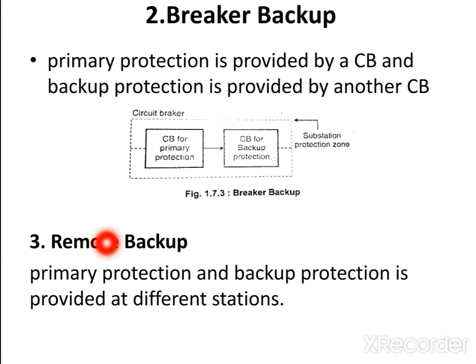The third method is remote backup protection. When the primary protection fails, then the remote backup protection is provided by the power system. The primary and backup protection are provided at different stations. These two stations are independent of each other.